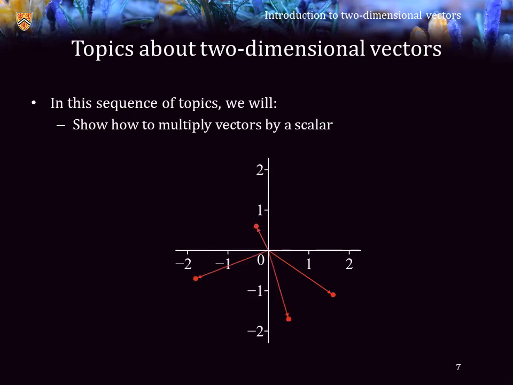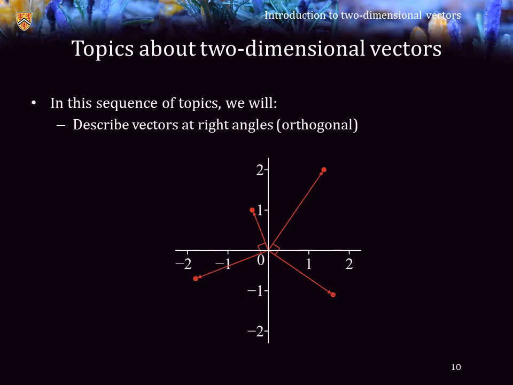We will then show how we can multiply a vector by a scalar. For example, multiplying these by 0.8 or multiplying them by negative 1.2. We will then see how we can calculate the difference or distance between two vectors. We will then see how we can normalize a vector so that the scalar multiple has unit length.